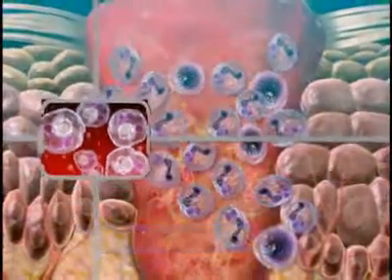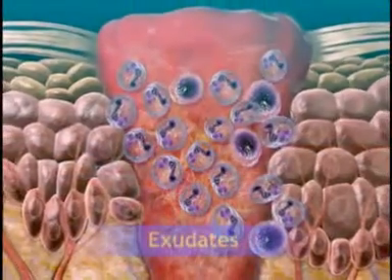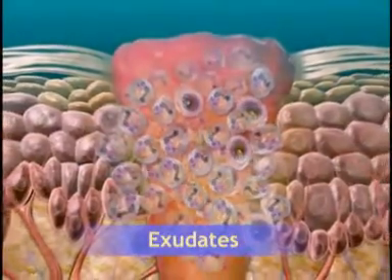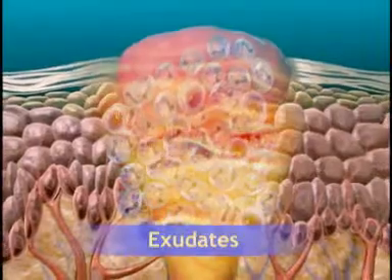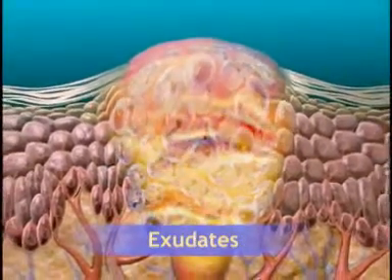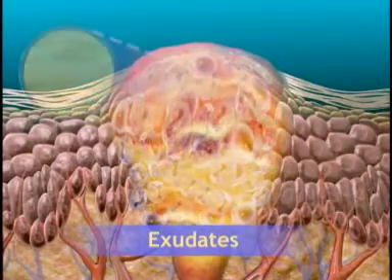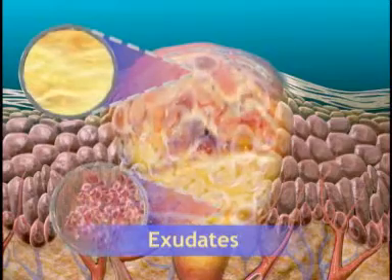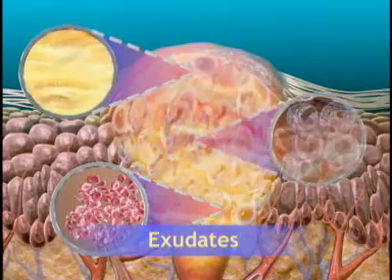Products of phagocytosis, along with plasma and blood cells, form exudates, which accumulate, causing swelling and pain. Exudates are composed of serous fluid, red blood cells, fibrinogen, or tissue debris and white blood cell breakdown products.